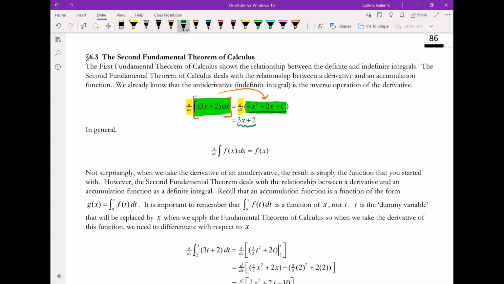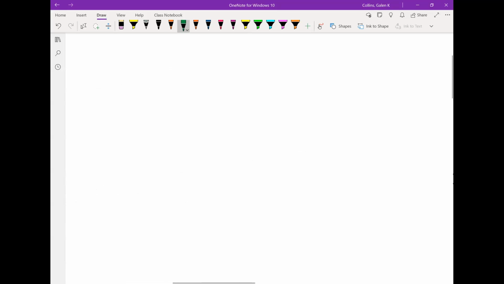So generally speaking, taking the derivative of an indefinite integral or of an antiderivative, there's this process of undoing, and we're back with the thing we started with. So before we move on to applying the second fundamental theorem to accumulation functions, I just want to remind you again what an accumulation function is and when we might use it.